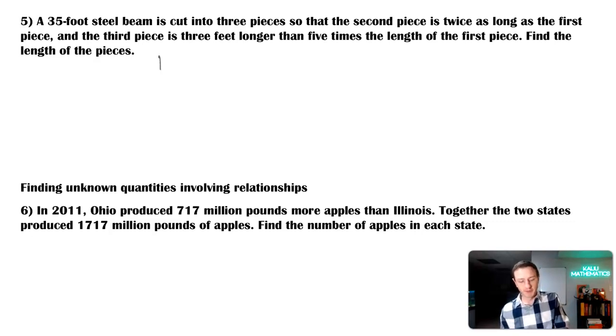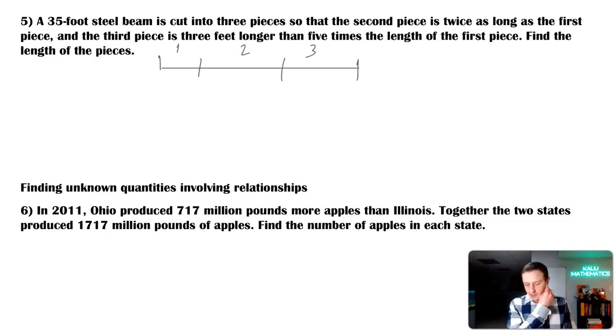Draw a picture. We have a 35-foot steel beam. It's cut into 3 pieces, so just make 3 marks. Don't worry about the proportions or anything. We just have 3 pieces: 1, 2, and 3. It says that the second piece is twice as long as the first, and the third piece is 3 feet longer than 5 times the length of the first. So now notice, both the second piece and the third piece are referring back to the first piece. They're relaying that information, how long the second piece is and how long the third piece is, in regards to the first piece. So we don't know how long that first piece is.